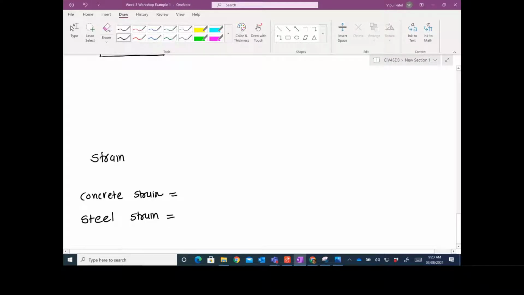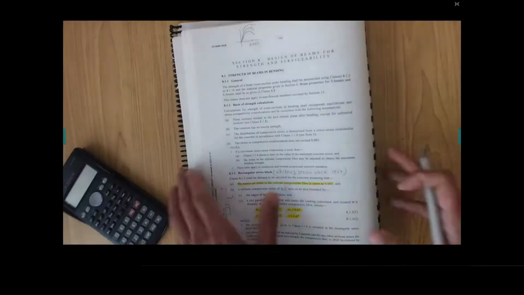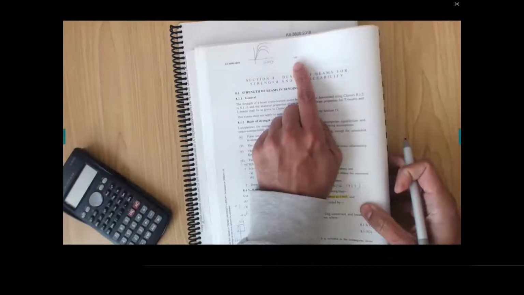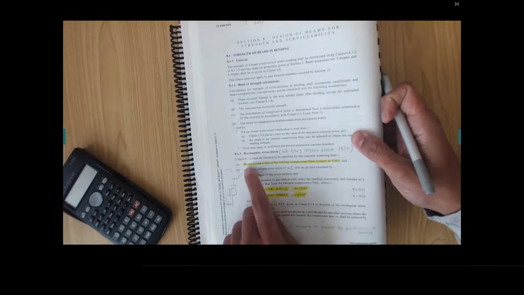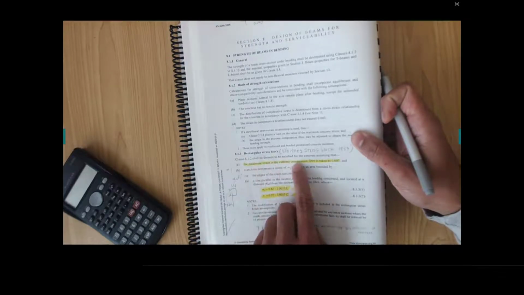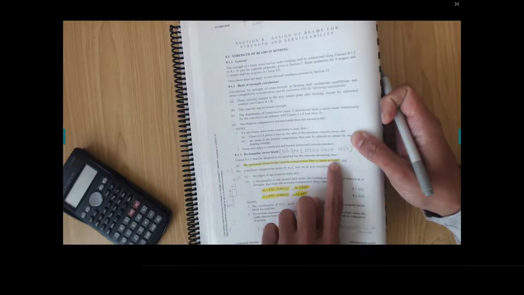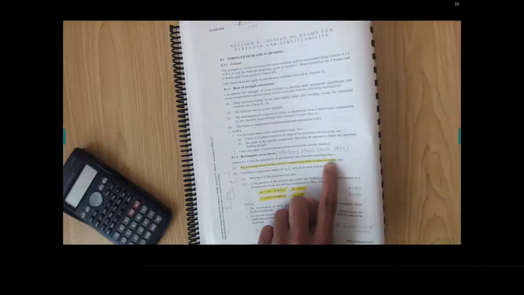Now, what was the ultimate concrete strain? Concrete compression strain was 0.003. Where is it given? You can come back to page 110, and clause 8.1.3 says that the maximum strain at the extreme compression fiber is taken as 0.003.